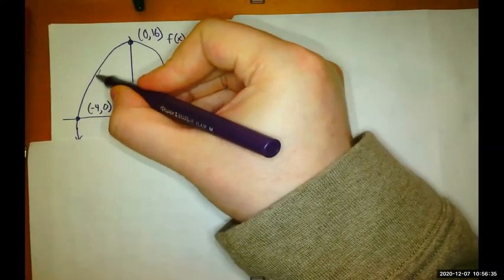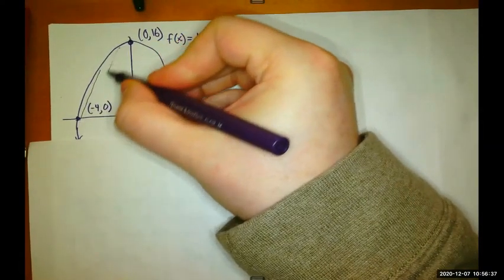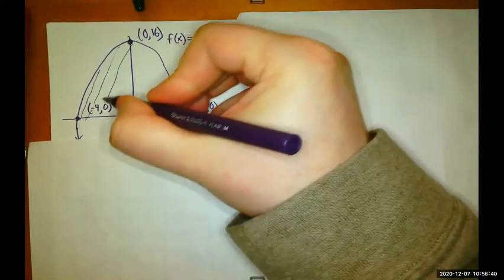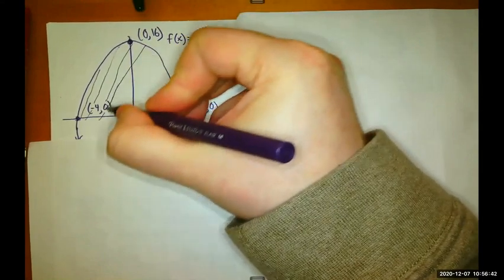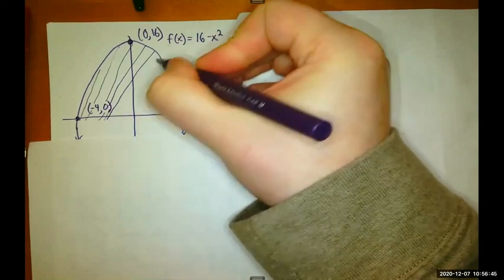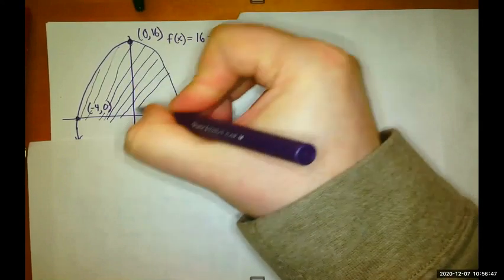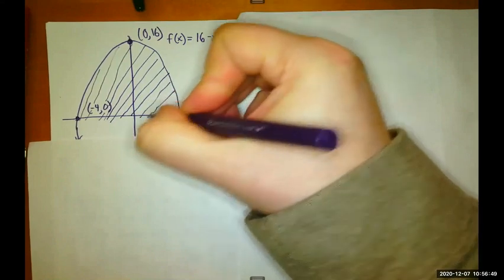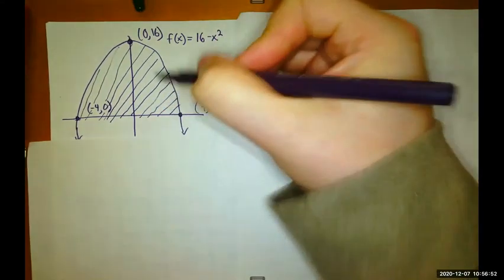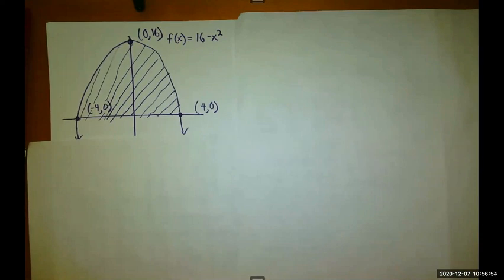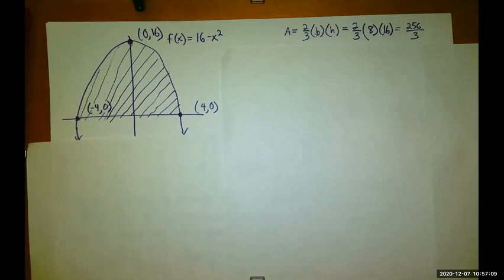So this shape right here, this shaded region, if you will, using old school shading, that right there has a formula. It's actually been around for thousands of years. I believe it was first written down, from what we can tell, in Euclid's Elements. So there is an area formula for it. It's 2/3 base times height.